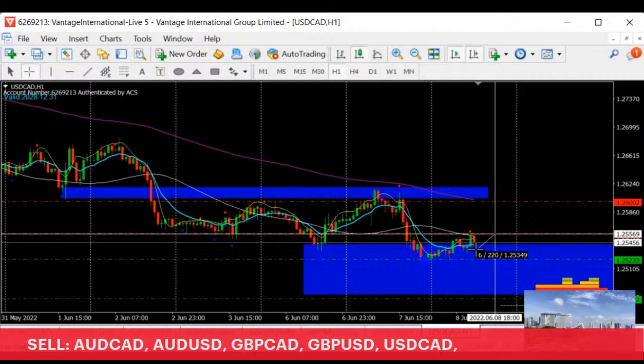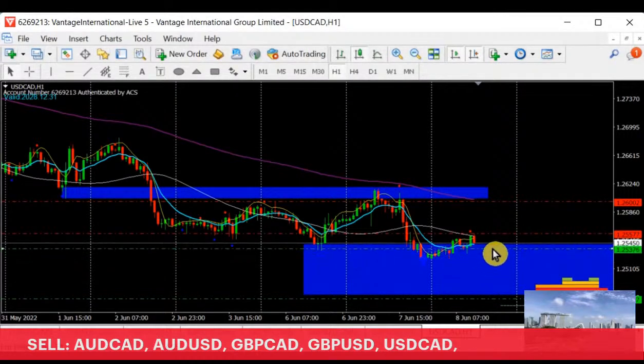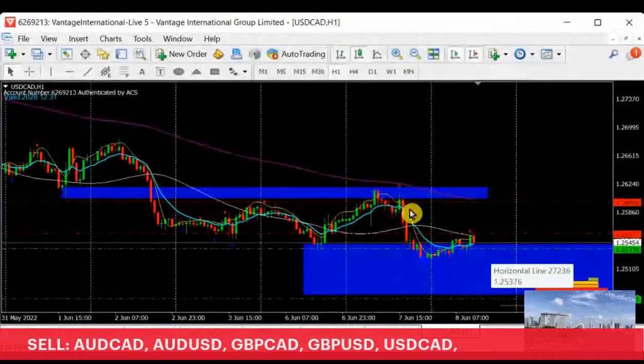Oh, this support here. Let's check the support. If we can break the support here, okay. Check EuroCAD. I have a bullish bias.